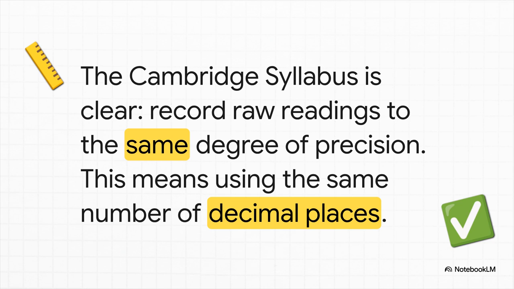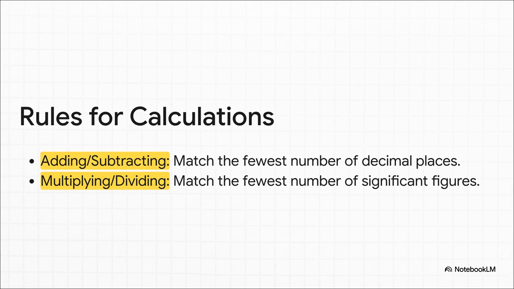It says to record raw readings to the same degree of precision. So what does that actually mean? Simple. It means using the same number of decimal places. And think about why that makes sense, right? The number of decimal places reflects the precision of your measuring instrument. If your ruler measures to the nearest millimeter, then all your readings from that ruler should be recorded to the nearest millimeter, or 0.1 centimeters. It's about consistency.